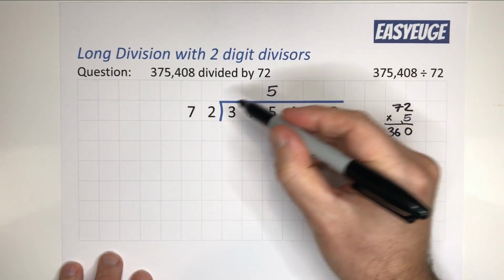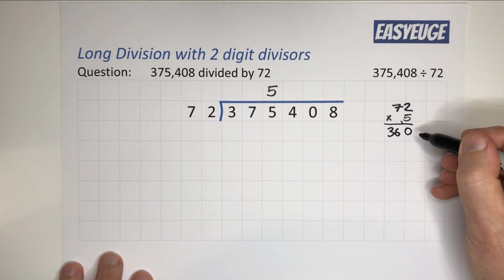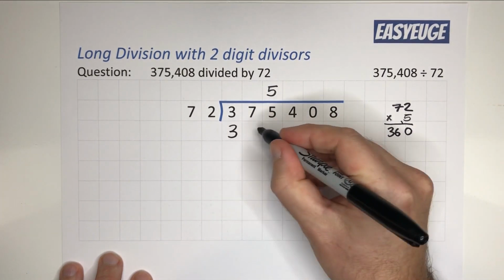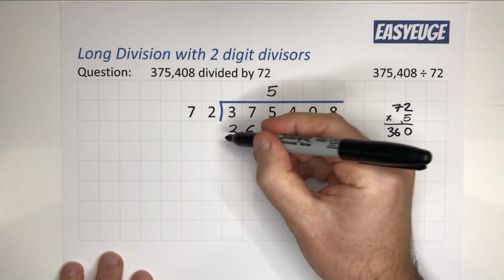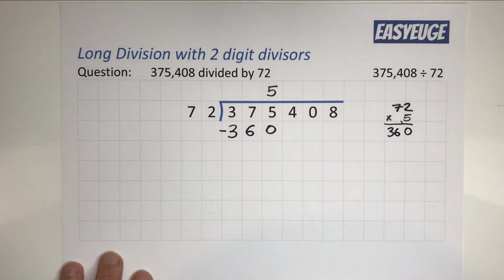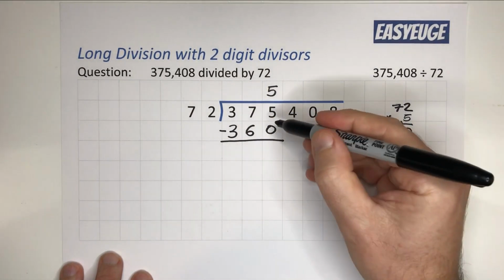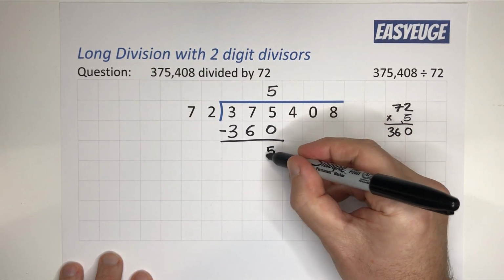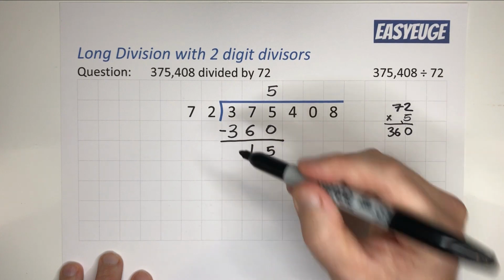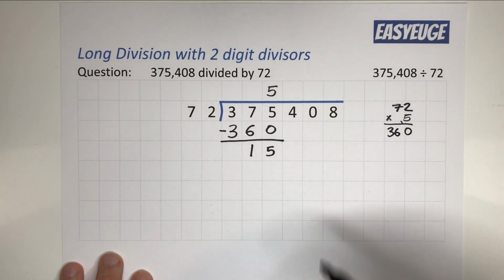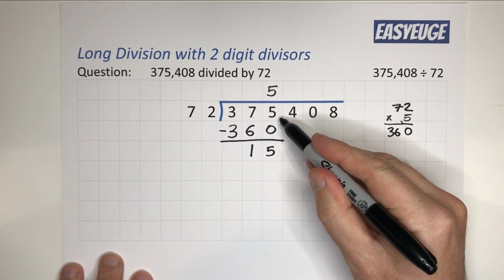Okay, we know that 5 72s are 360. So let's write that down, 360. We'll put our minus symbol in to work out the remainder and our answer line. 5 take away 0 is 5, 7 take away 6 is 1, 3 take away 3 is 0. Okay, so we are 15 away from 375.